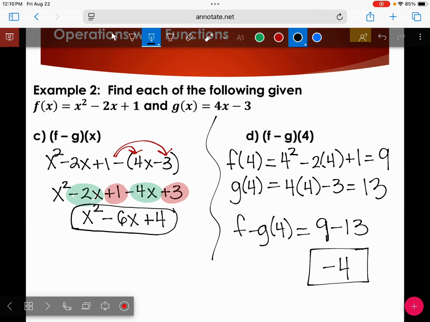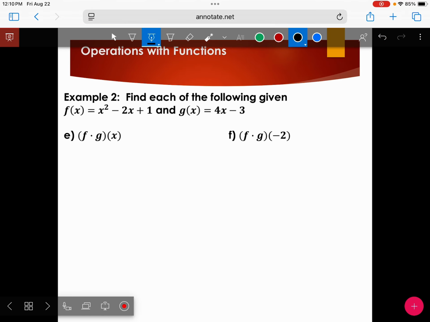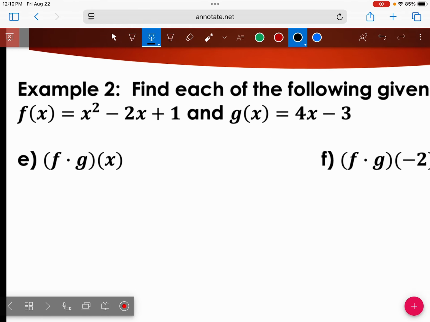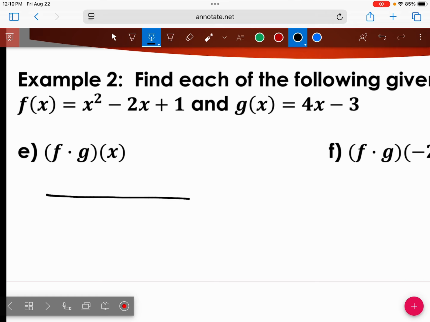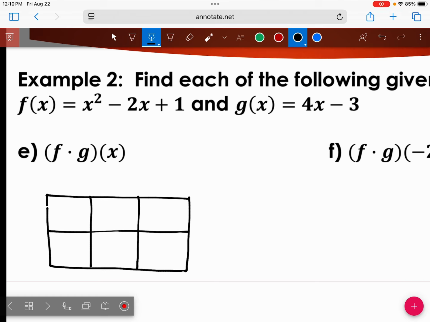We good? So we did addition and subtraction. Take a guess what you think is next. Multiplication. Let's do it. Same two. Now, I do like making a box when I have to multiply a 3 by 2. I'm going to make a box. And I have x squared minus 2x plus 1, and then 4x minus 3. Take a second. Fill in your 6 squares. Multiply the numbers, add the exponents. That's how you multiply.